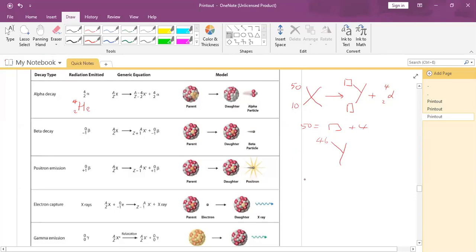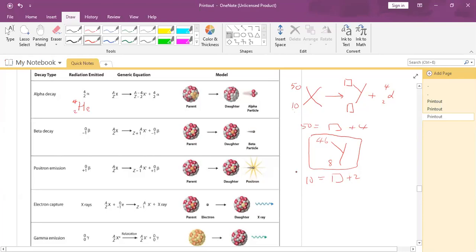And the same for the atomic numbers. The atomic numbers, you have 10 on the left side, which should be equal to what is missing plus this 2. They should also match. So it means that this has to be 8. So this has to be 8 here, okay. So this would be the element that you're looking for.